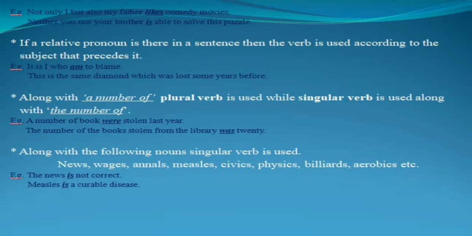Next point, along with a number of, we use plural verb, whereas along with the number of, a singular verb is used. For an example, a number of books were stolen last year. There is a correction, so rectify the word, it's books. The number of the books stolen from the library was 20. So when it was a number of, we use plural verb, but along with the number of, we use a singular verb.